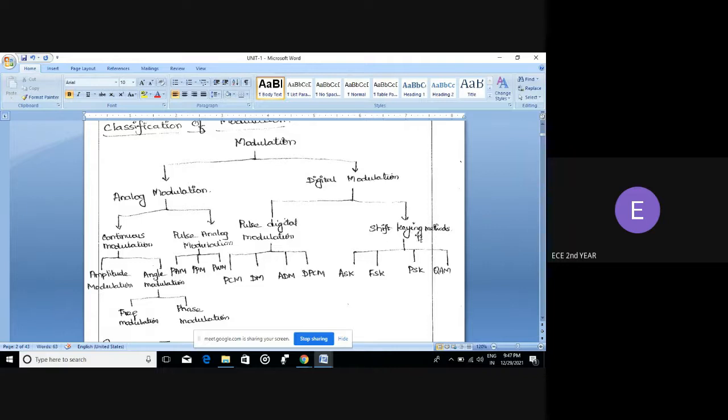And then shift keying methods are classified into ASK, FSK, PSK, QAM. ASK is called amplitude shift keying, and FSK is called frequency shift keying. Here PCM is called pulse code modulation. DM is called delta modulation. ADM is called adaptive delta modulation. DPCM is called differential pulse code modulation. Further, here we have pulse amplitude modulation, pulse position modulation, pulse width modulation. These kinds of techniques are here as pulse analog modulation.